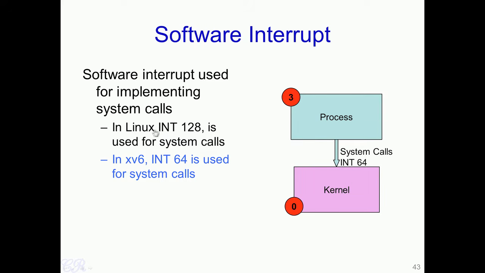Therefore, in a Linux OS, if I have an INT 128 which is executed in the user process, it would lead to an interrupt that occurs and cause the kernel or the operating system to execute, and thereafter the OS would execute code depending on the interrupt. In x86, the software interrupt used to implement system calls is 64, or an instruction like INT 64 in the user process would be meant to implement a system call.